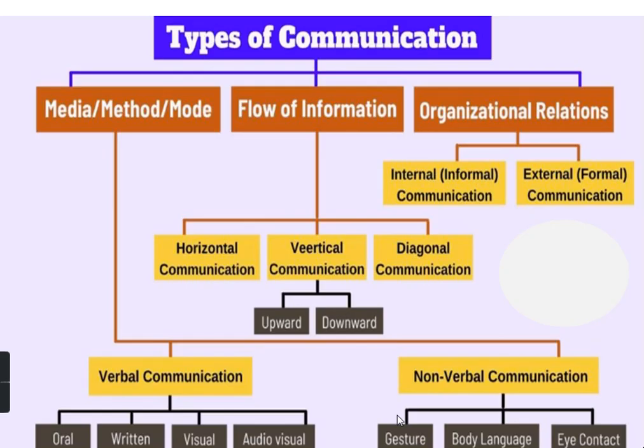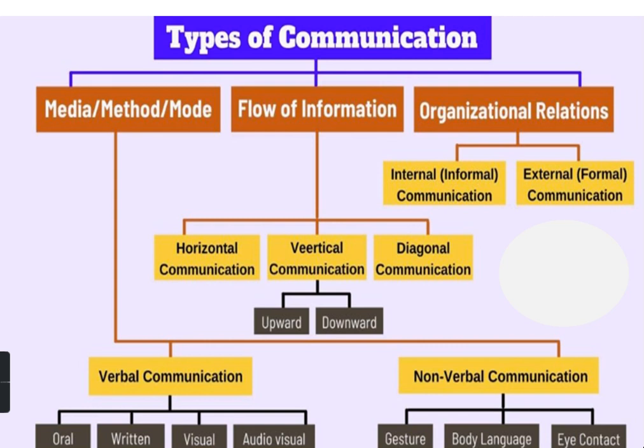Next, there are different types of communication. Here it is three categorization. Media, method, mode is one. Then flow of information. Then organizational relations. Based on media, method, and mode, there are two communication types: verbal communication and non-verbal communication. In respect to the verbal communication, it may be the oral communication, the written communication, the visual communication, the audio visual communication. And in respect to the non-verbal communication, it may be the gesture, the body language, the eye contact.